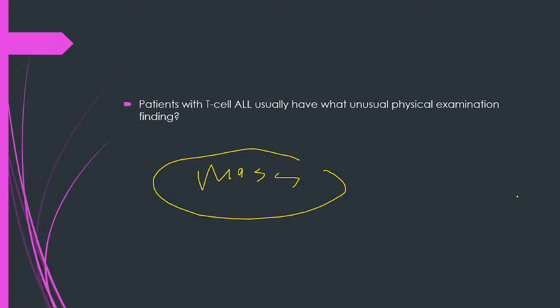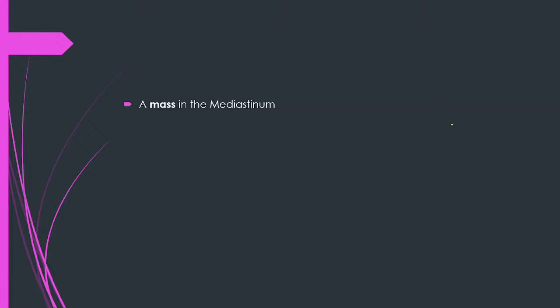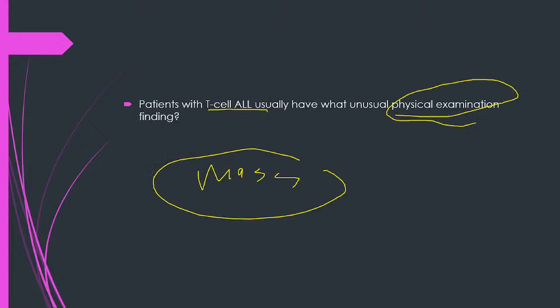So your mediastinum is in your chest, and patients who have T cell ALL have this particular physical examination feature, a mass in their mediastinum. Why? What's in the mediastinum that is important for T cells? What organ are we talking about here?